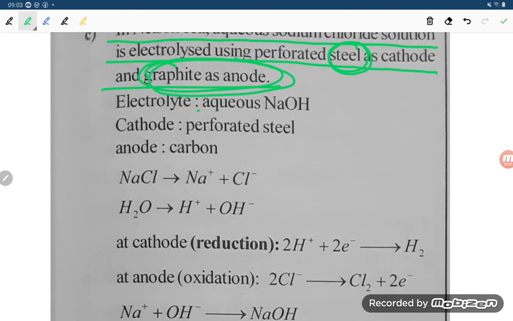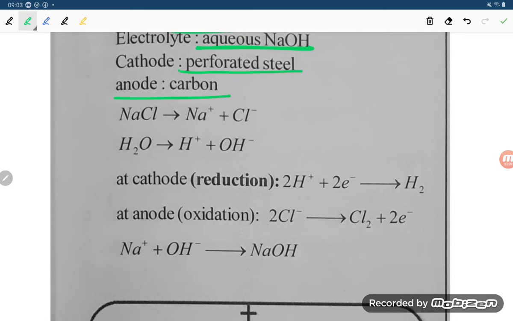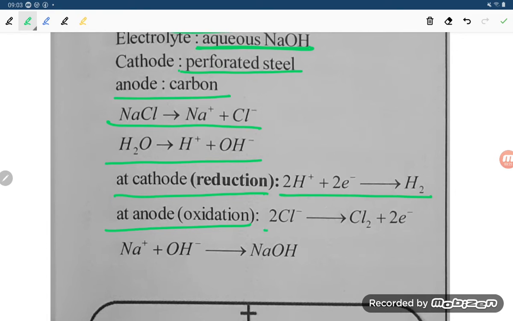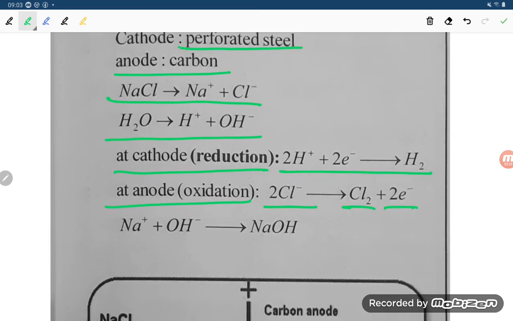The electrolyte we are using is aqueous NaCl, the cathode is perforated steel, and then the anode. NaCl decomposes into Na+ and Cl-, and H2O decomposes into H+ and OH-. At the cathode reduction takes place and at the anode oxidation: 2H+ plus 2 electrons gives H2, and 2Cl- gives Cl2 plus 2 electrons.